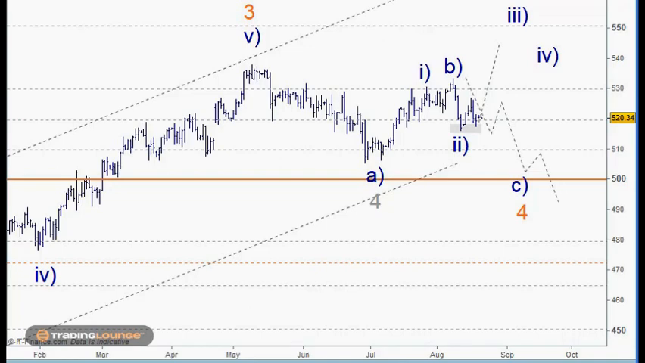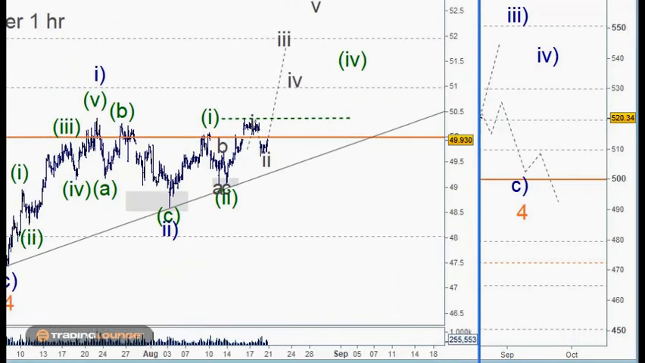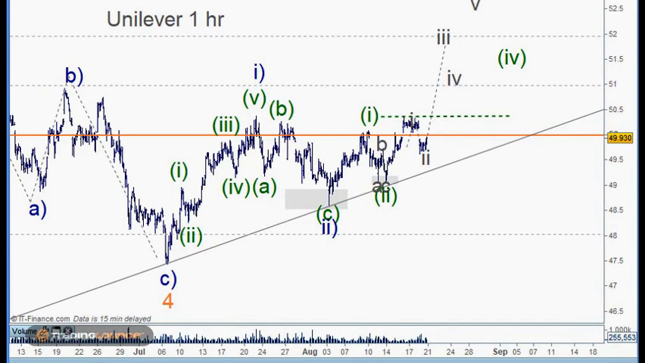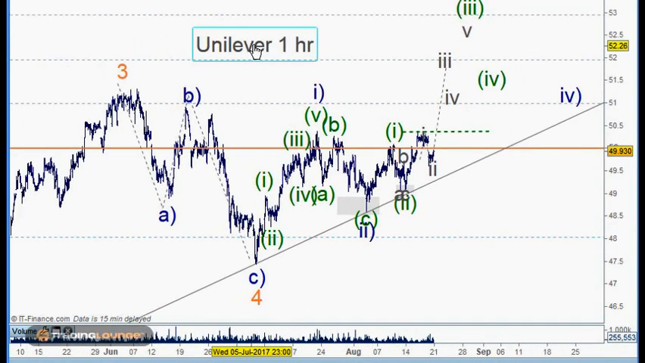One of the things that we were looking at too, and I'll come back to this chart, was Unilever here in this market. So we had wave 3 here, an A and a B and a C for wave 4. We know wave 4s can get bigger and uglier, so maybe this is part of wave 4 here.